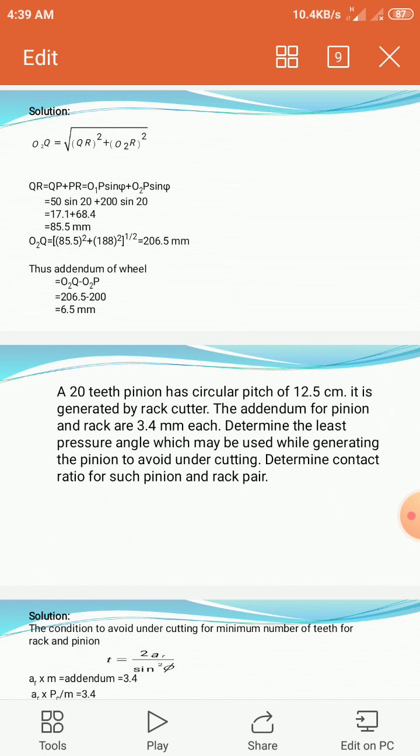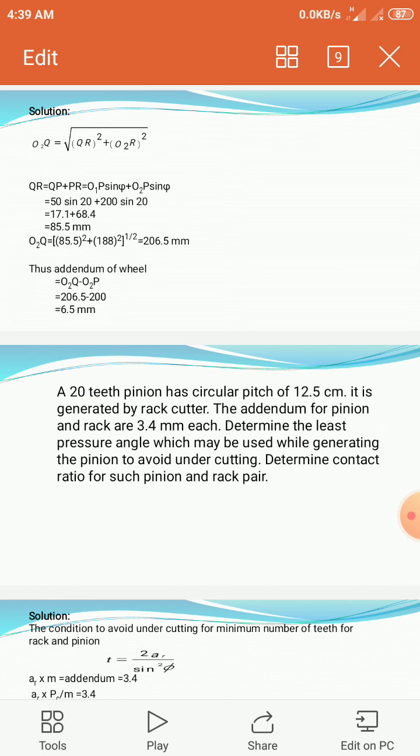In the last lecture we discussed some numericals based on interference in involute gearing. We continue with those numericals, and we go through some more numericals in this video also.